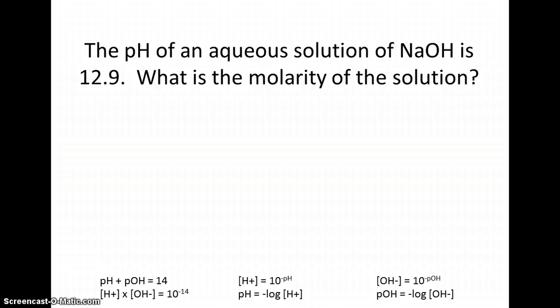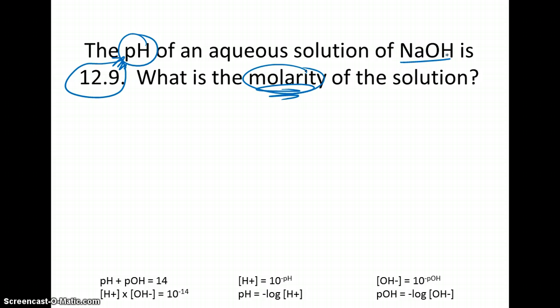All right, this is one of the more difficult problems on there. It's asking for the molarity of an aqueous solution of NaOH when we know that the pH is 12.9. Okay, so the pH is 12.9. What is the molarity of that basic solution of NaOH? Let's write our dissociation equation. NaOH, when put in water, will dissociate into sodium ions and hydroxide ions. There is a 1 to 1 to 1 molar ratio there.